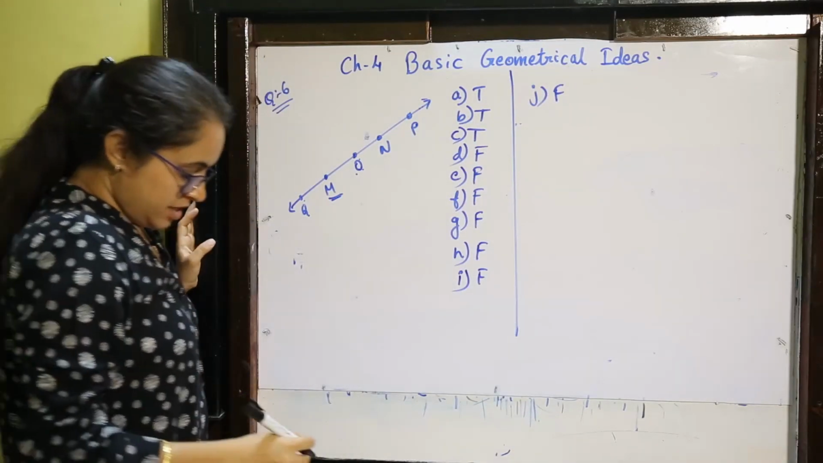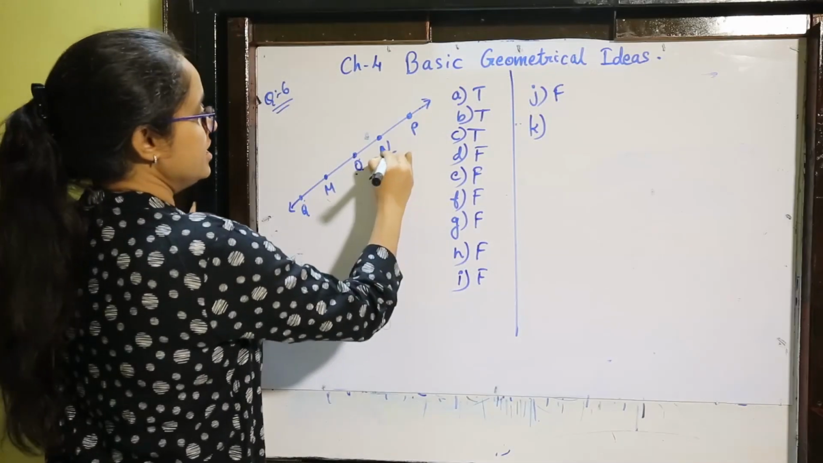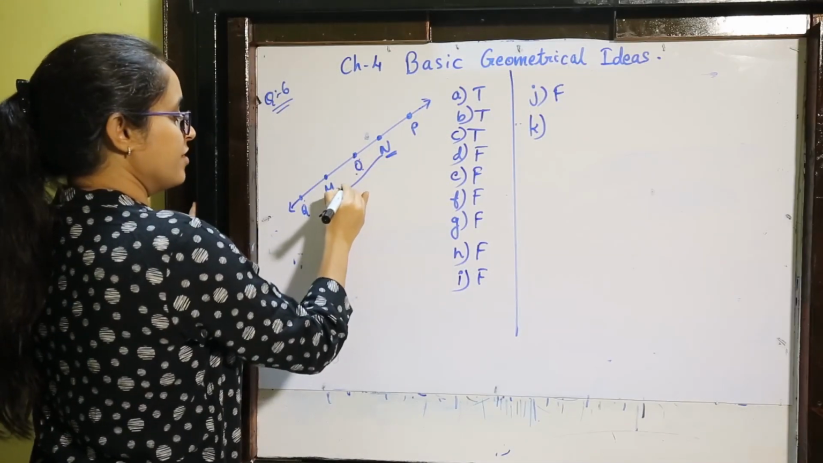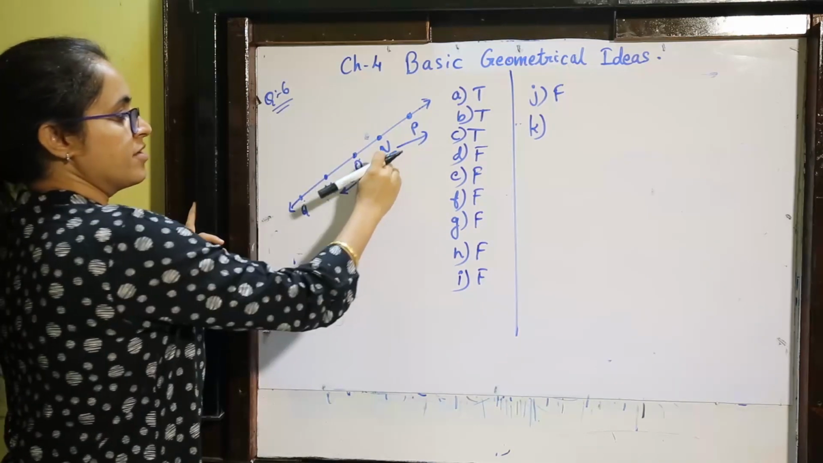Now last, K: N is the initial point of ray NP and ray NM. N is the initial point of ray NP and ray NM and ray NP.